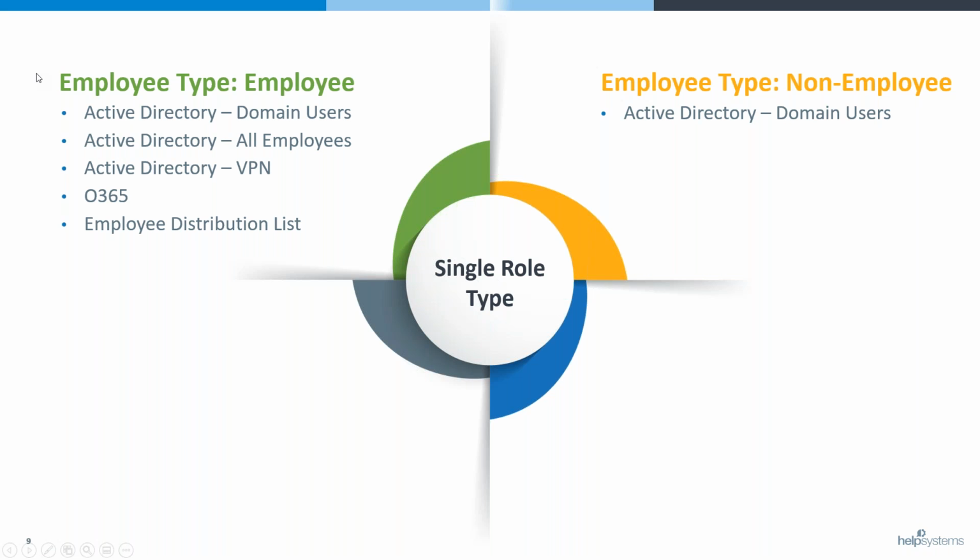Here we have a simple example of two different types of roles based off of employee type. So if we start simple, all employees would get the employee role. All non-employees, such as contractors and vendors, would get the non-employee role. The access in the employee role could be used in an onboarding process to make sure the user had at least an Active Directory account, an email account, and VPN access on the user's first day.